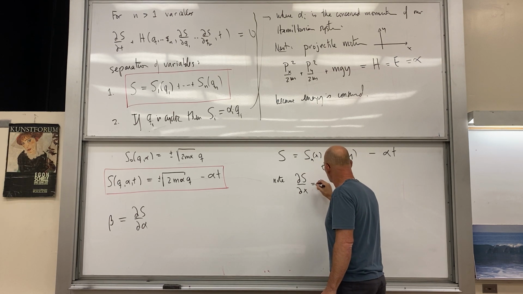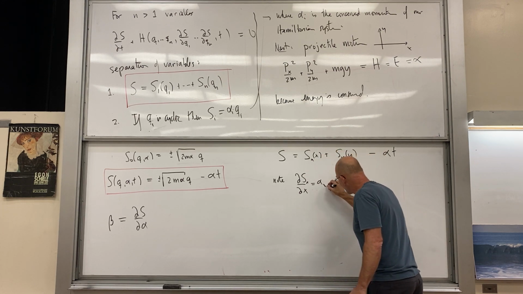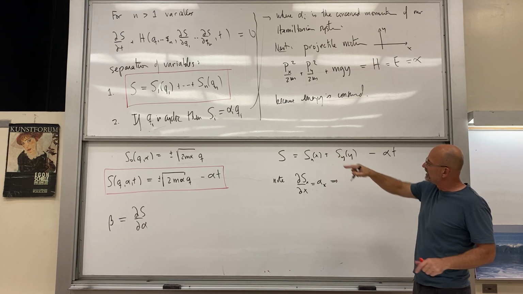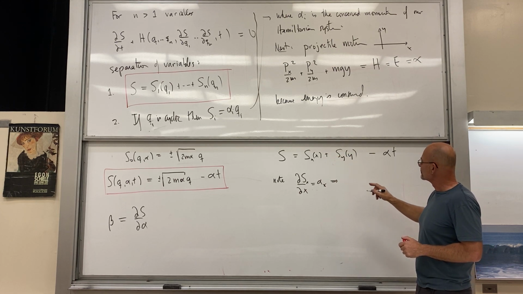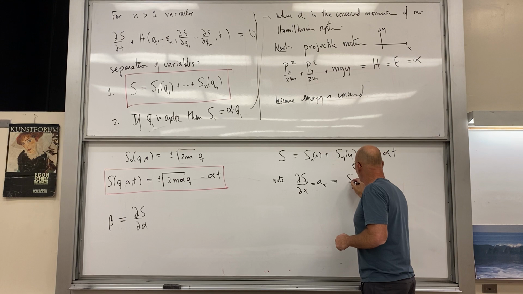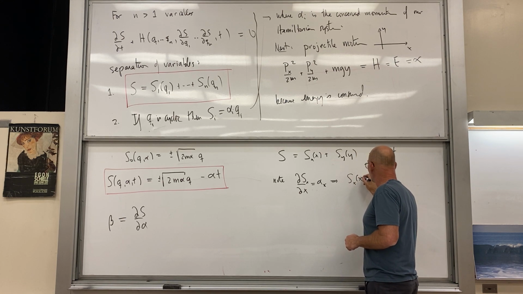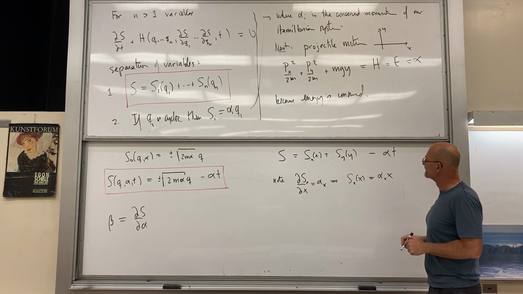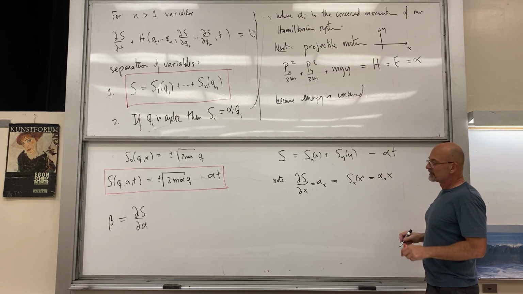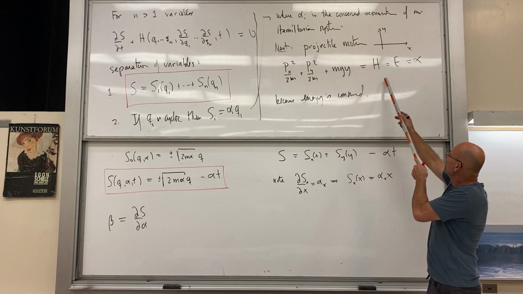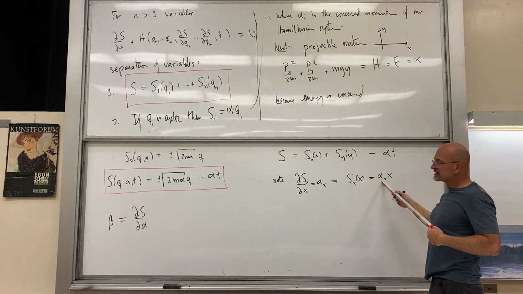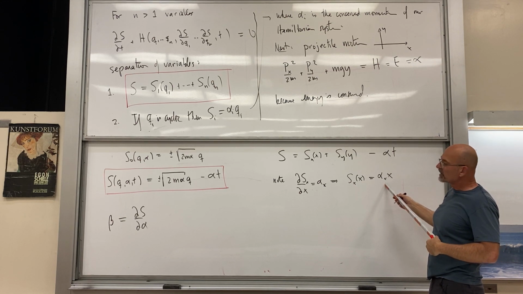So dS_x/dx is equal to alpha_x. Okay, that is from the conserved quantity the way I just did it. So S_x of x is alpha_x times x. So the Hamilton-Jacobi equation, which is this one, alpha is going to be the E, alpha_x is the linear momentum in the x direction.